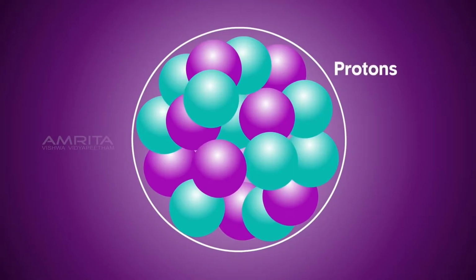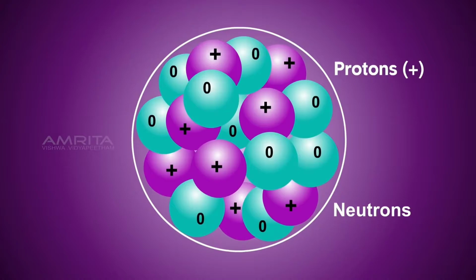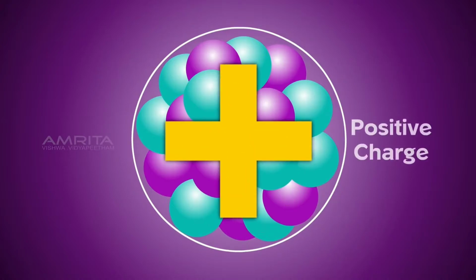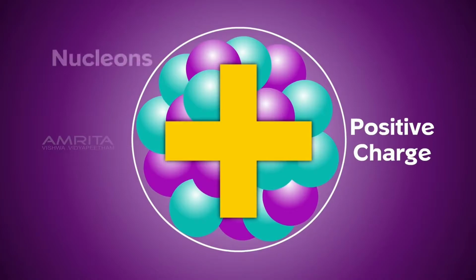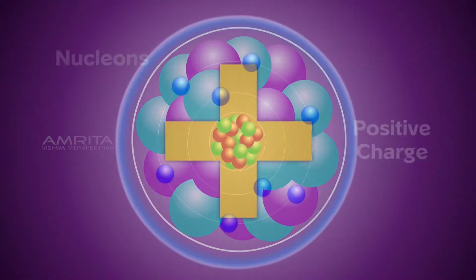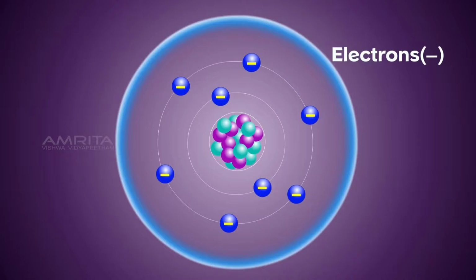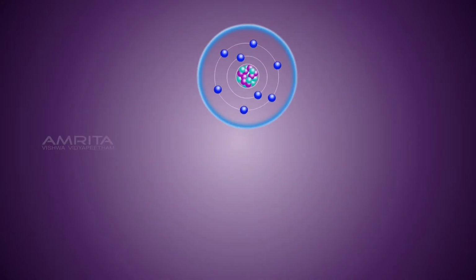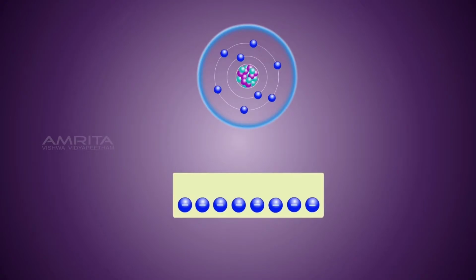Nucleus with protons and neutrons in it. Protons are positively charged and neutrons have no charge, so the nucleus is positively charged. Protons and neutrons are collectively called nucleons. Electrons are negatively charged and are located around the nucleus. An atom has the same number of negatively charged electrons as it has positively charged protons in the nucleus. Therefore, atoms are electrically neutral.